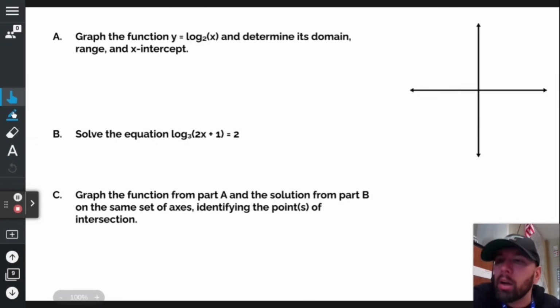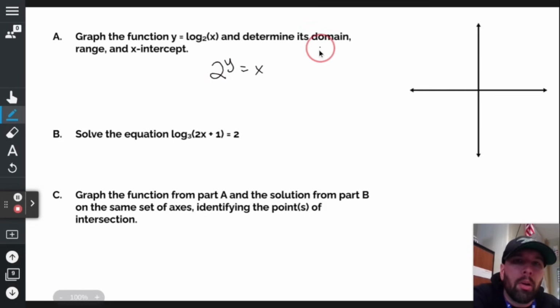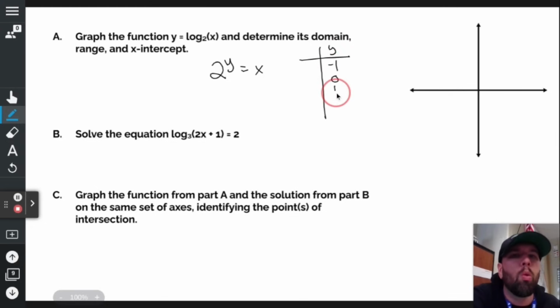So what I'm going to do is write this out in its exponential form so I can graph it. 2 to the y equals x. I'll plug in a bunch of y values like negative 1, 0, 1, 2, 3, and that'll give me some x values. Negative 1 gives 2 to the negative 1, which is a half, so x equals a half. 0 gives 2 to the 0, which is 1. 1 gives 2 to the first, which is 2. 2 gives 2 squared, which is 4. And 3 gives 2 to the 3, which is 8.